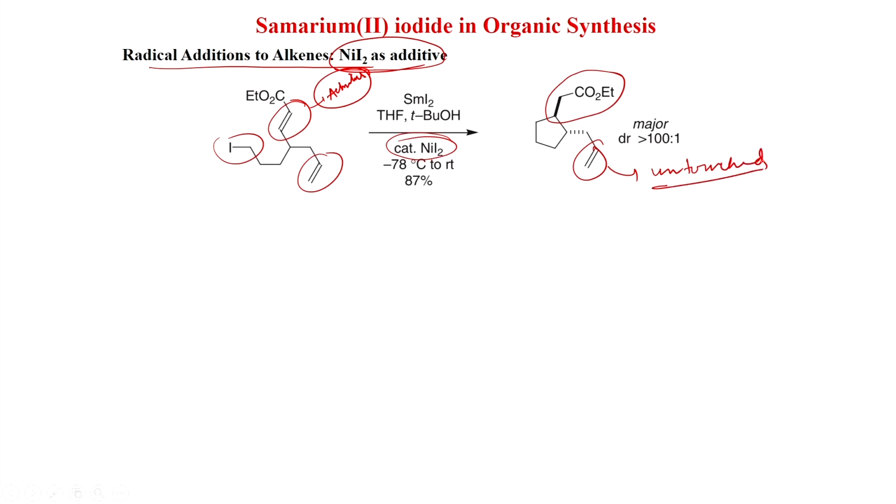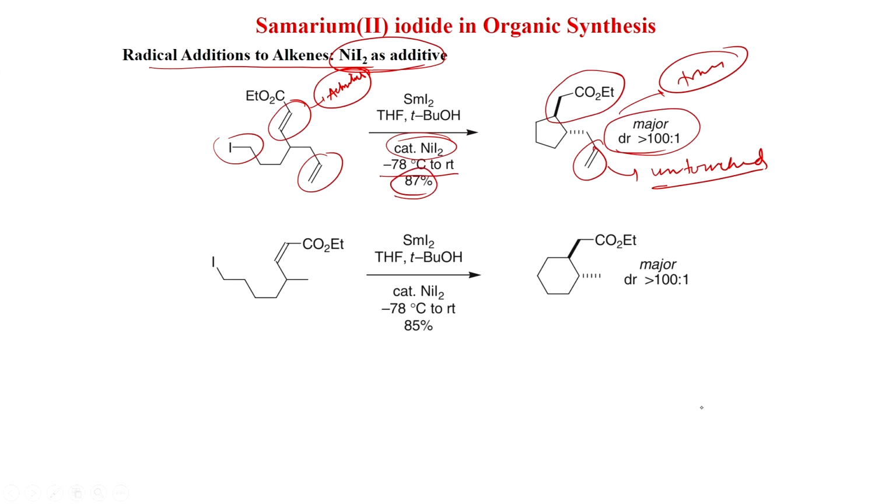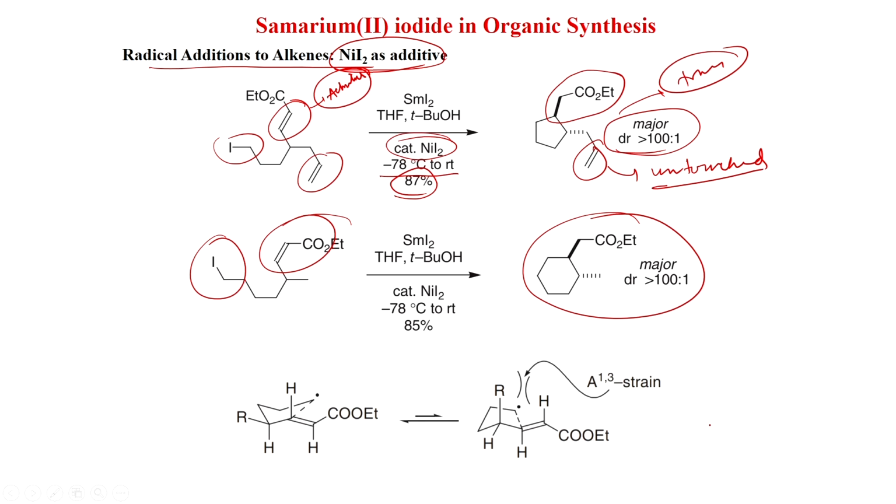However, the diastereoselectivity here is also very high. This is trans again, and you get this diastereomer in greater than 100:1. In this case also you get the trans product in greater than 100:1, and this is the transition state. The radical will add to this, so the C-C bond formation is happening here, and in this case there is no A1,3 strain, though it is present here, but it is minor because hydrogen is small.